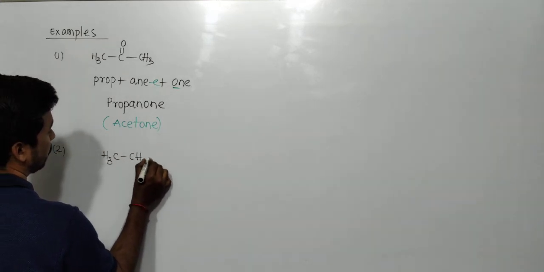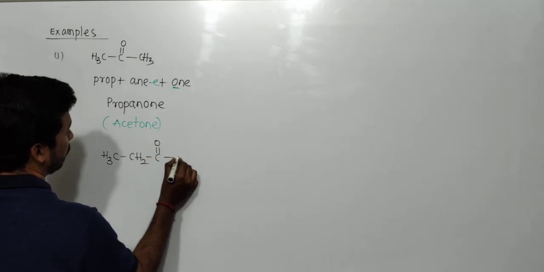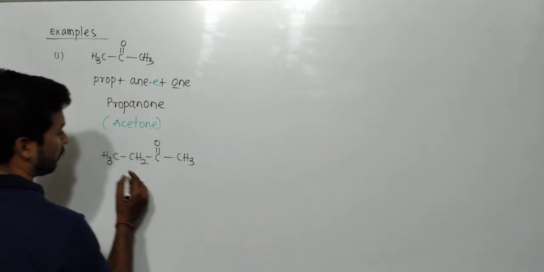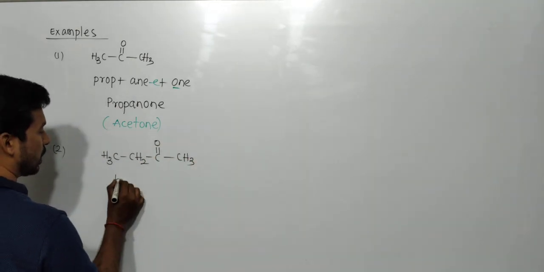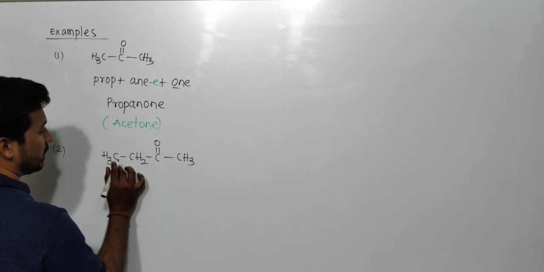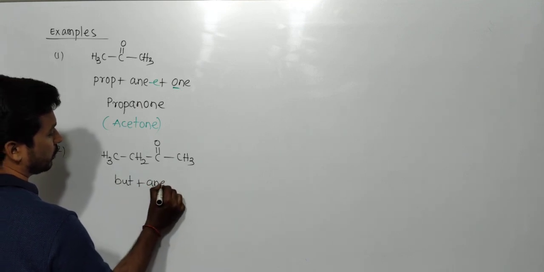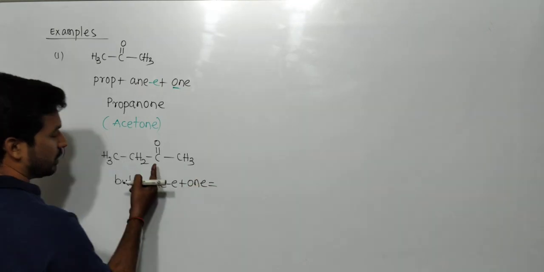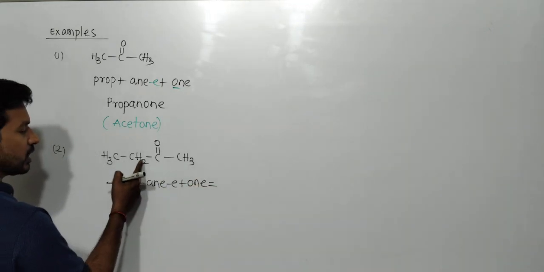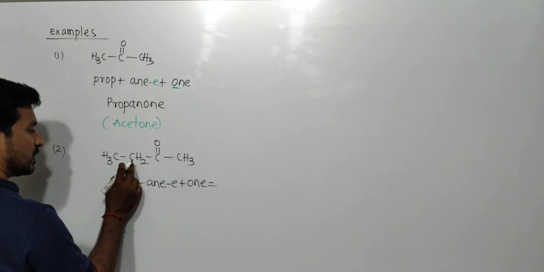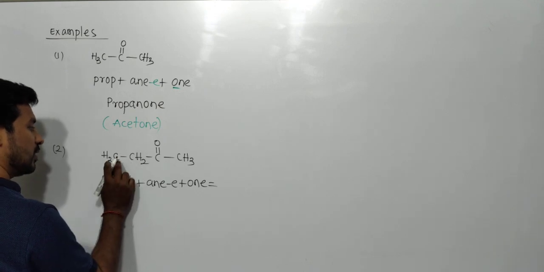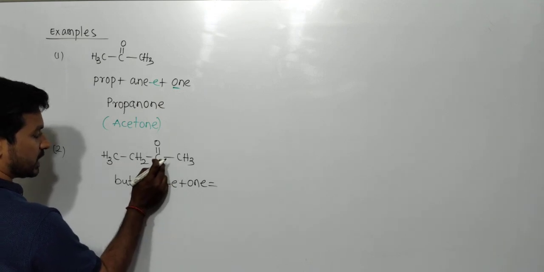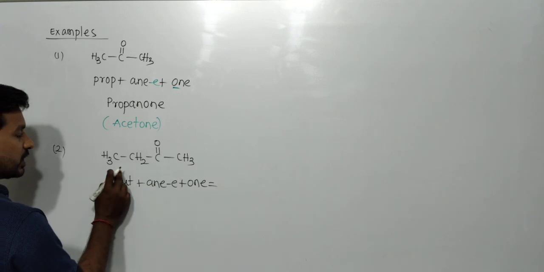CH3, CH2, C double bond O, CH3. For this molecule there are 1, 2, 3, 4 carbon atoms, and between those 4 carbon atoms single bond, so ane, remove E and O. No need to mention the position of C double bond O because if you put C double bond O here, we use number 2. If present at this one, we give number from right to left.